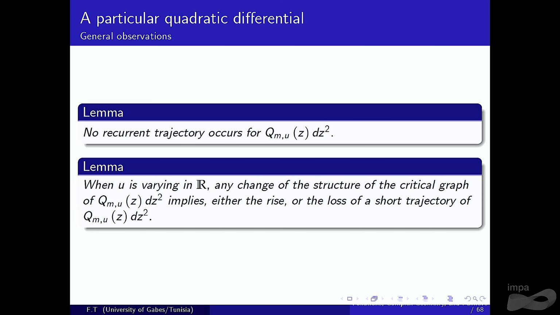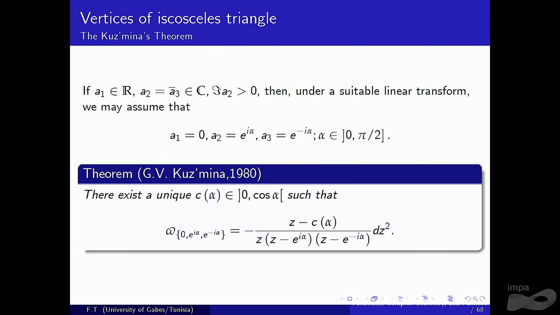It's a very interesting result for us. Now, let's begin with the simplest case, which is the vertices of an isosceles triangle. Consider three points A1, A2, A3. A2 and A3 are conjugates, symmetrically placed with respect to the real axis. Under a suitable linear transform, we may assume that A1 equals 0, and A2, A3 equal exponential plus or minus I alpha.